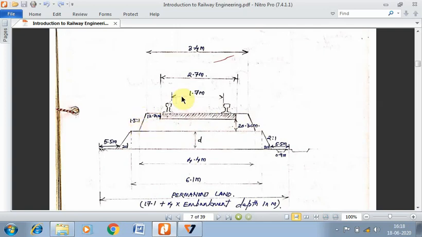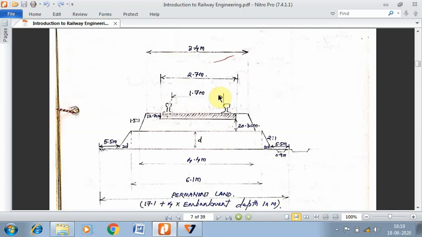So since this is a broad gauge, as I told you, gauge is considered to be the clear distance between the inner surfaces of the head of the rails. So for broad gauge it will be 1.676 rounded off to 1.7 meters. So that is the gauge of the track. Right. In case you are asked to draw a typical cross section for a meter gauge, it would be 1 meter, and so on.